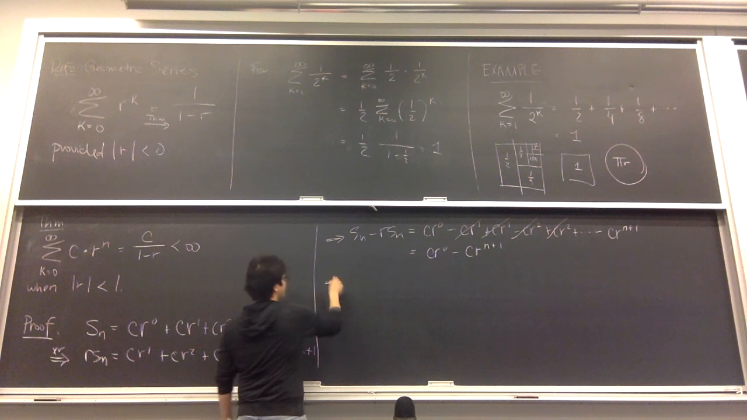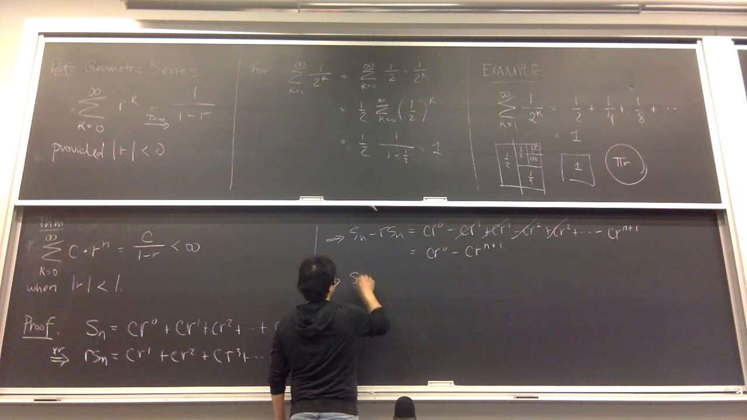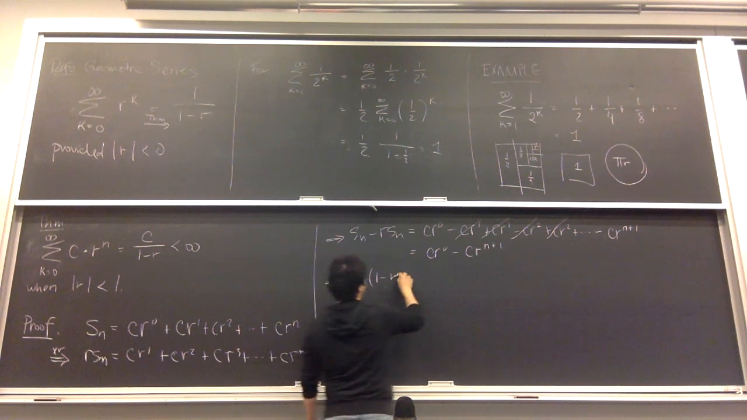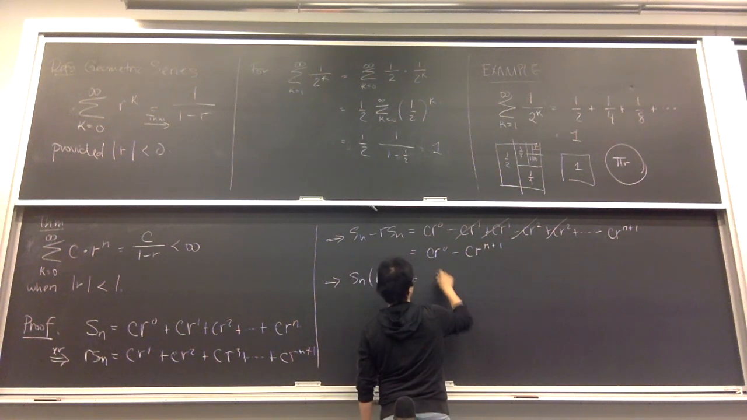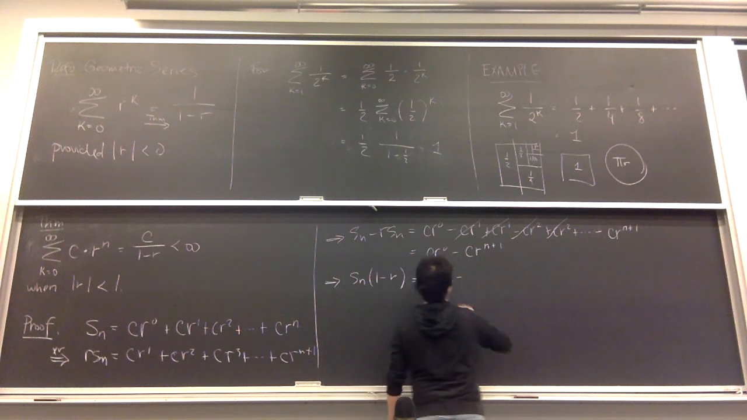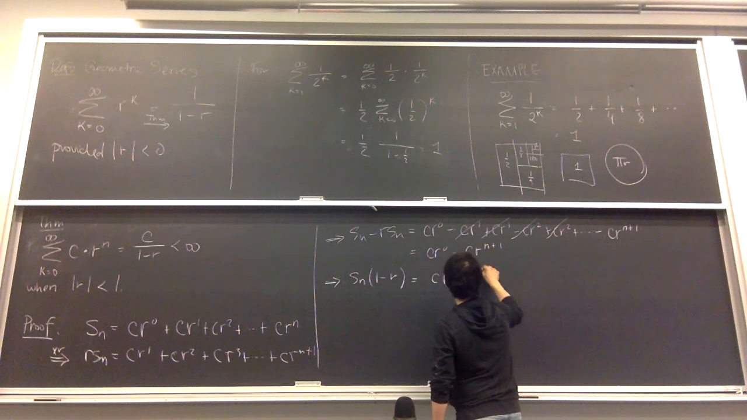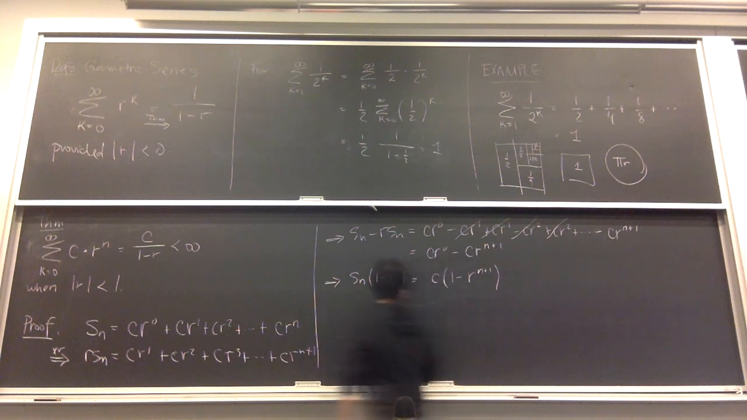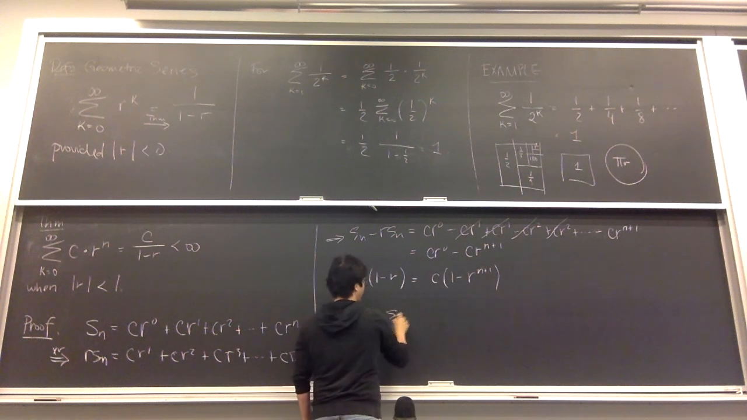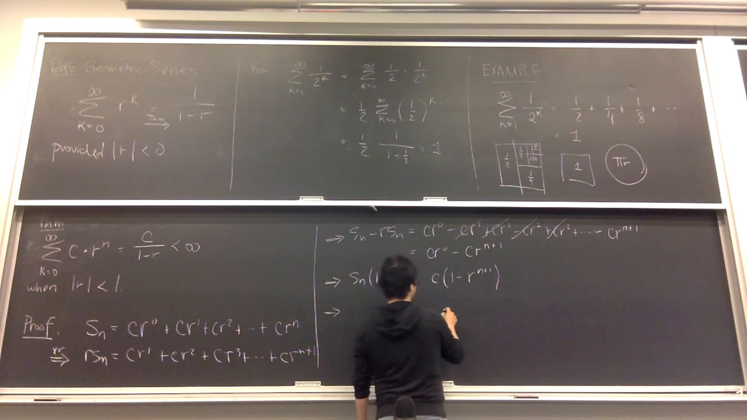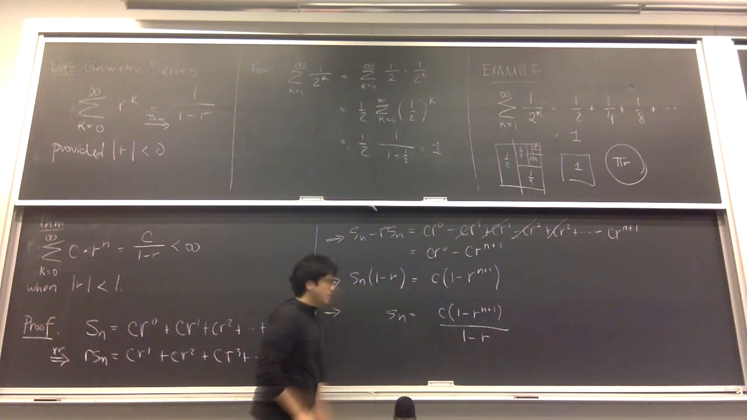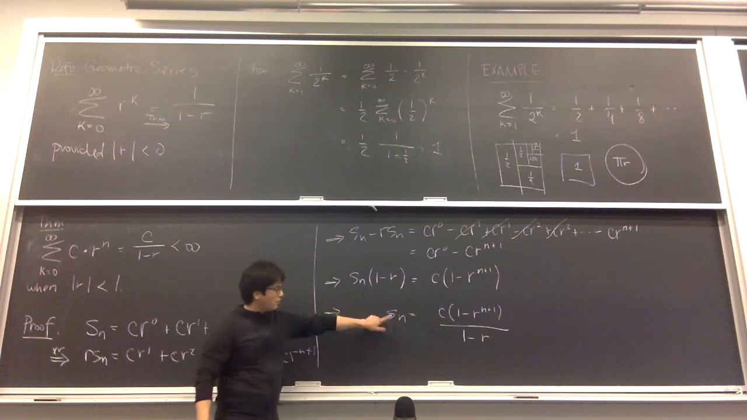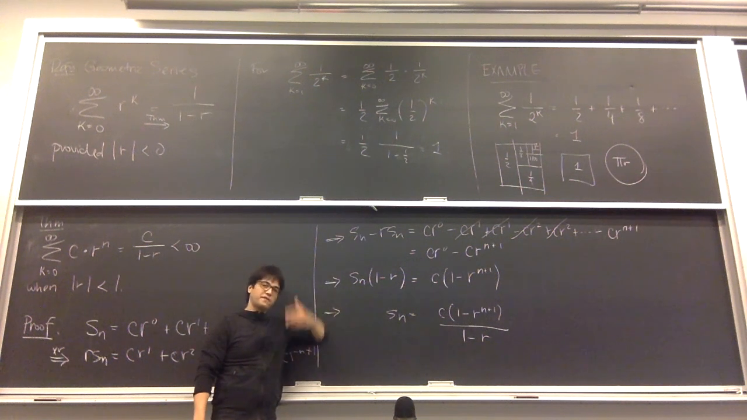Okay? Which means that Sn, the nth partial sum, times 1 minus r, I just factored that, is equal to, I'm going to factor out the c, c times 1 minus r to the n plus 1, which means that Sn, the nth partial sum, is c times 1 minus r^(n+1) over 1 minus r. Okay, so this actually is a closed form which is going to give you the partial sum of a geometric series for the first n terms.